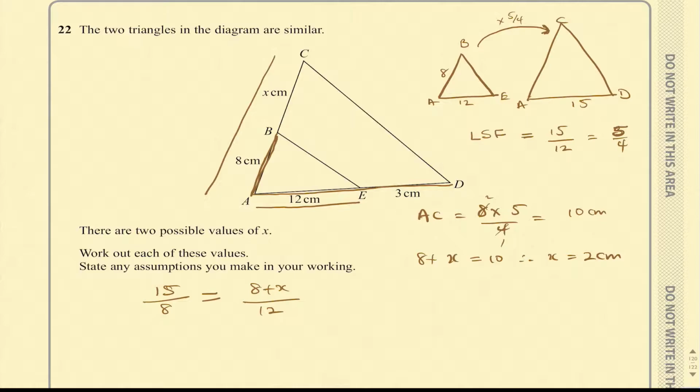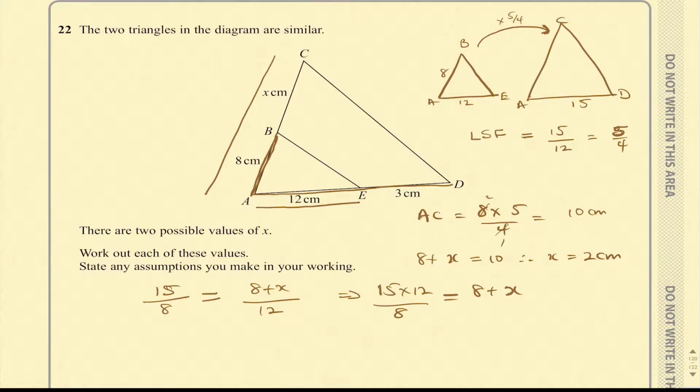So in that case, I'm going to cross multiply. The best way to solve this problem is to cross multiply. So that implies that 15 times 12 over 8 equals 8 plus x.